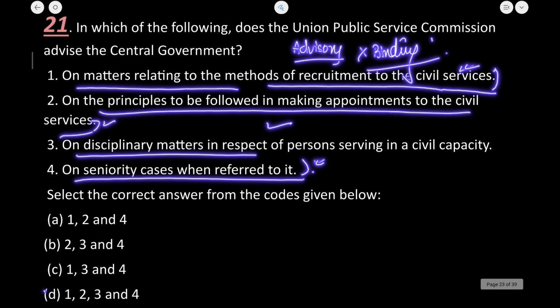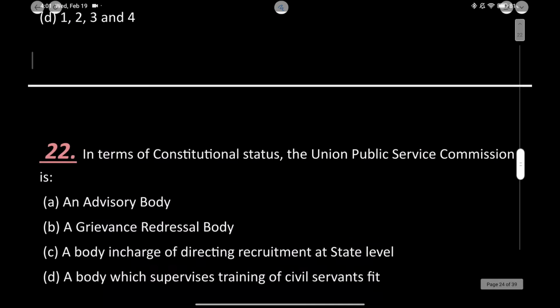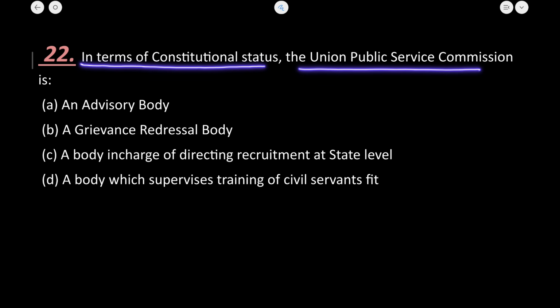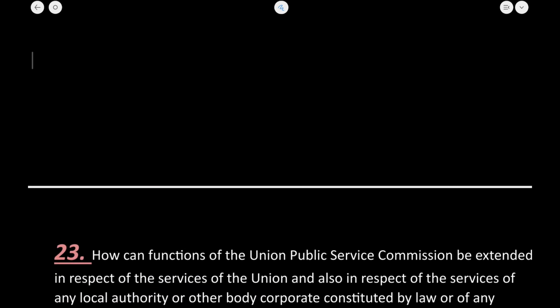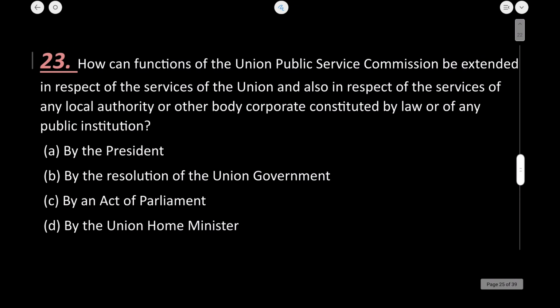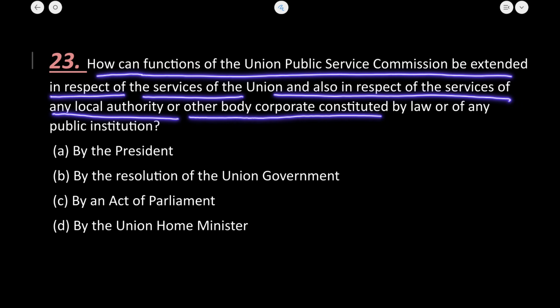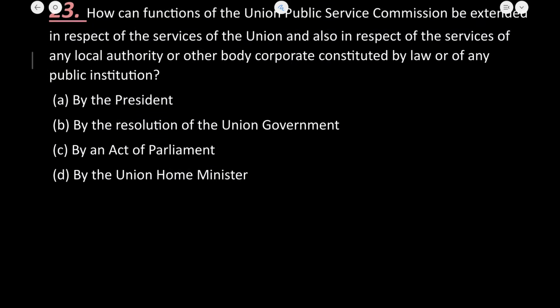Okay, so D is the correct answer. Now the next is, in terms of constitutional status, the UPSC is an advisory body. Just as I've told you right now, UPSC is an advisory body. Next is, how can functions of the UPSC be extended in respect of the services of the union and also in respect of the local authority or other body corporate constituted by law for any public institution? So this can be increased by an act of Parliament.